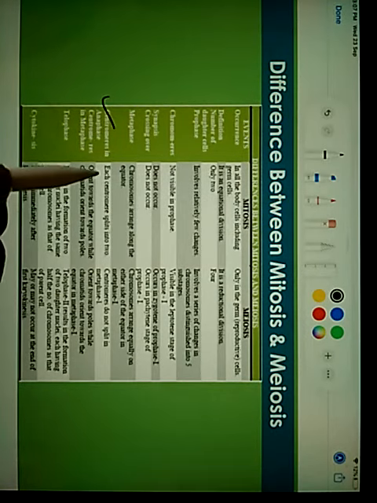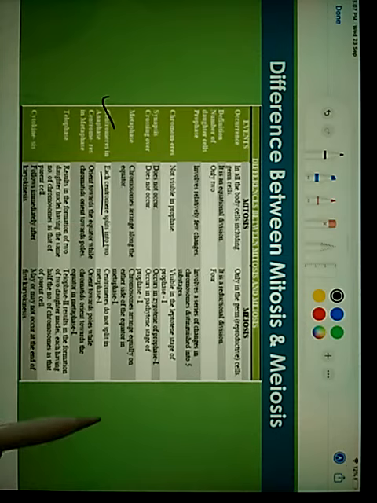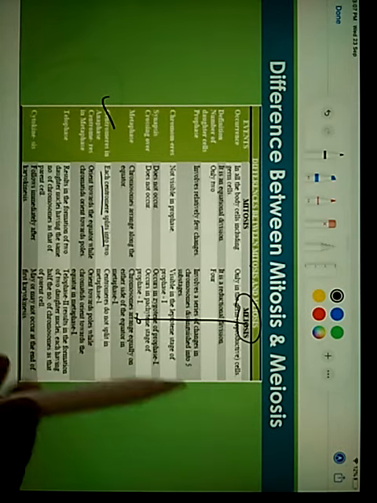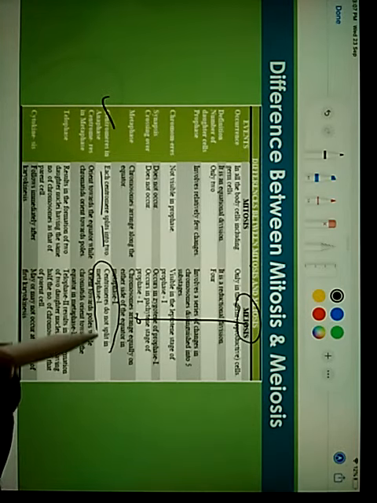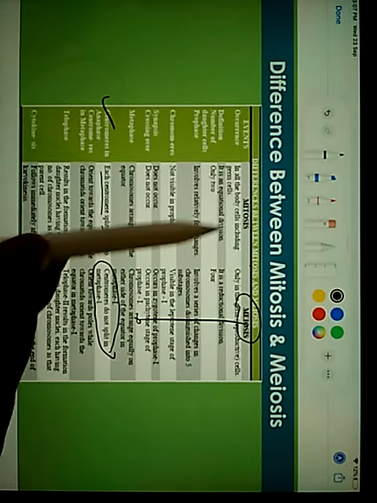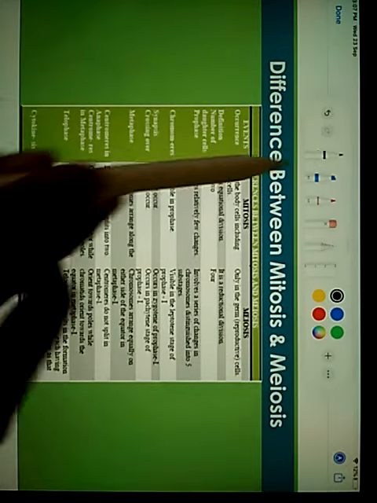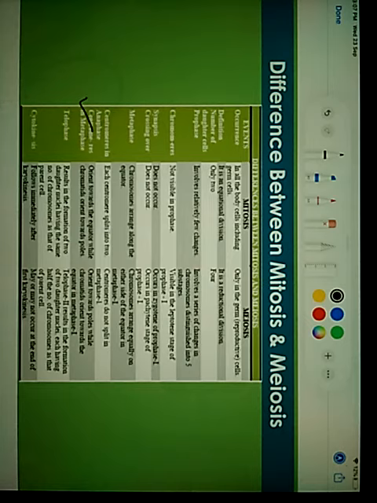Now anaphase. In mitosis, each centromere splits into two. But in meiosis, what we know is the centromere does not split in meiosis 1. It splits in meiosis 2, but not in meiosis 1. So that's the difference. Now the next difference: in mitosis, centromeres orient toward the equator while chromatids orient toward the pole, but in meiosis, centromeres orient towards the pole while chromatids orient toward the equator at metaphase 1.